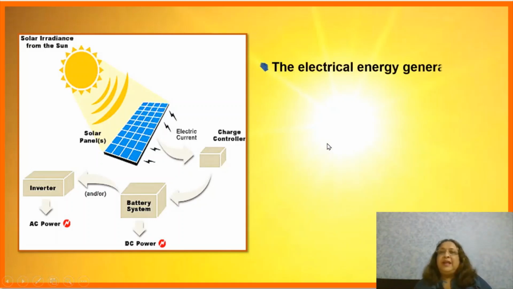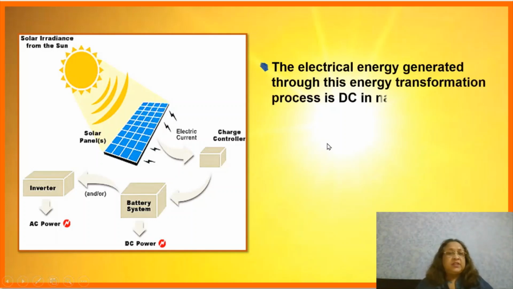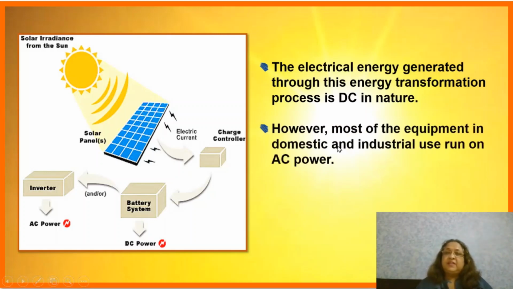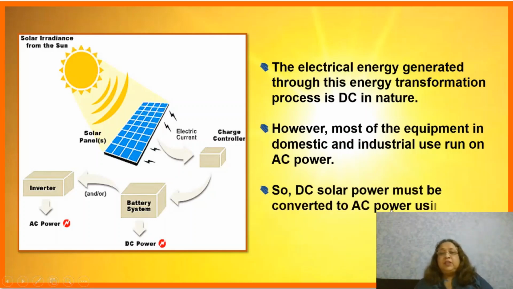So the electrical energy generated through this kind of transformation, that is solar rays to electric current, is DC or direct current. But most of the equipment or devices at home, that is domestic devices, and those which are used in industries don't work on DC power, they work on AC power, that is alternating current. Therefore DC solar power must be changed to AC power using an inverter.